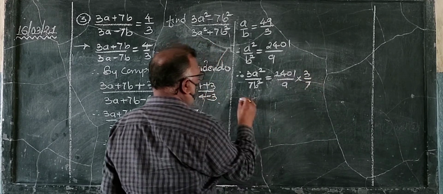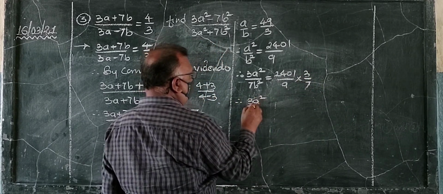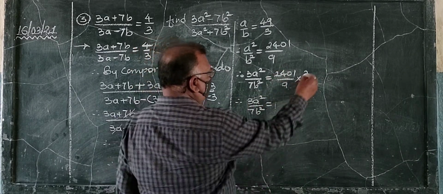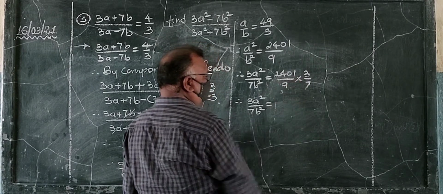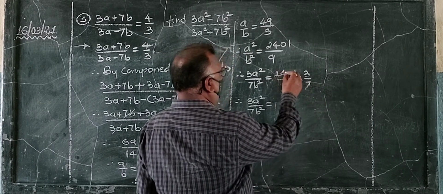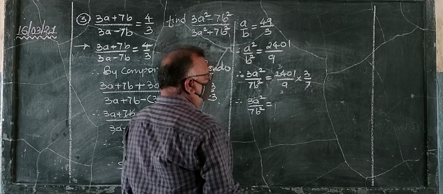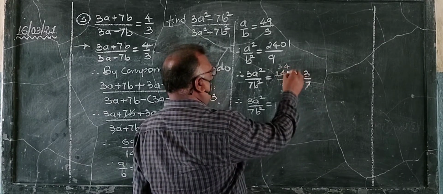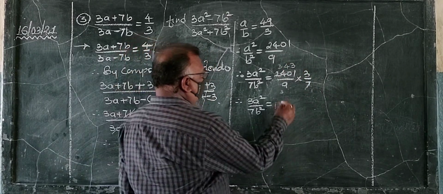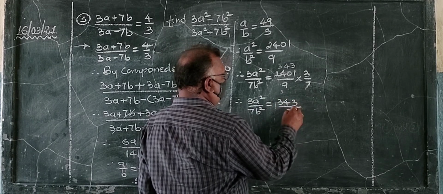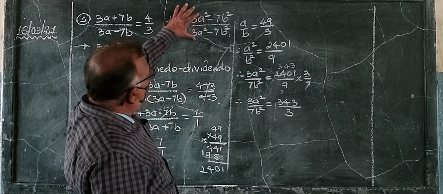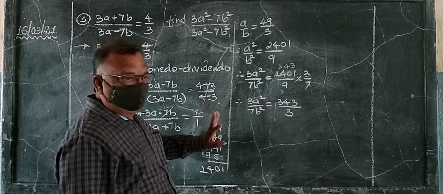3/7. And therefore 3a²/7b² is equal to, now here we need to simplify. 3 ones are 3, 3 threes are 9, so we are left with 3 here. And here also, 7 ones are 7, 7 threes are 21, 3 is the remainder, 7 fours are 28, 2 is the remainder. So what we are left with is 343/3. And once again when we look at that, apply componendo dividendo to this.